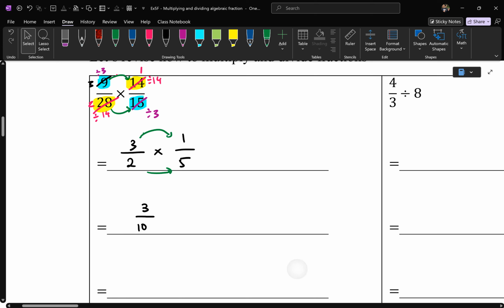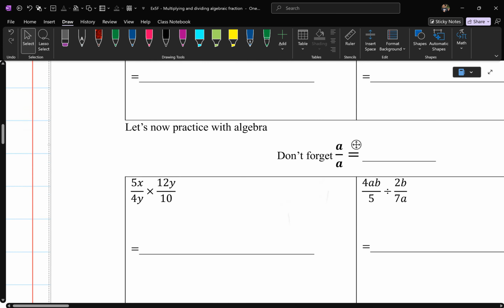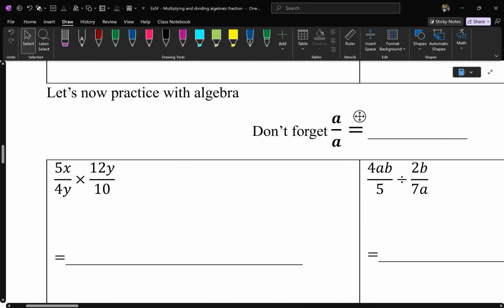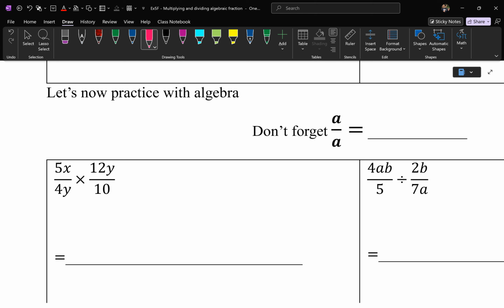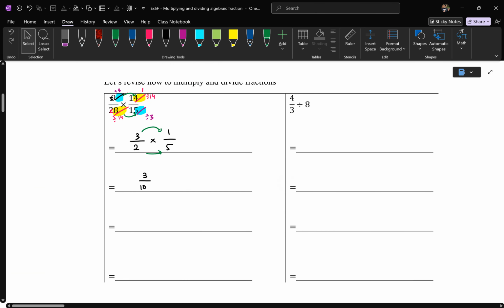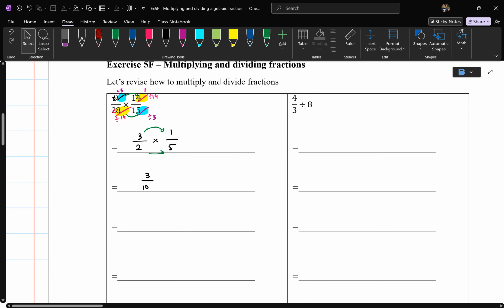So let's do one example with algebra now. Scroll down. Before we do this one, a reminder from our previous exercise. A divided by A is equal to what, Leon? 1. Very good. A divided by A, or anything divided by itself, is 1. Okay, so you need to remember that A divided by A is equal to 1.